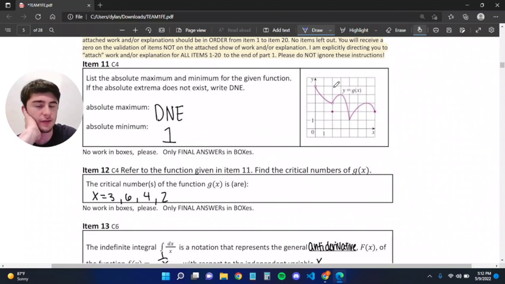So we have to find the critical numbers of this graph here. Critical numbers are basically points of tangency where the slope is either 0 or undefined. Just by observing the graph, here's 3, our slope is 0 here, very obviously. There's no confusion about that. Same with 6. So that's why we have x equals 3 and 6. For 4, this slope is undefined, and so that's also a critical point.